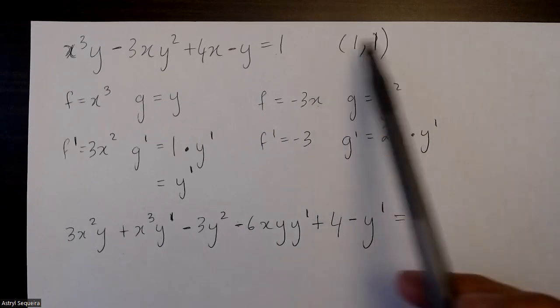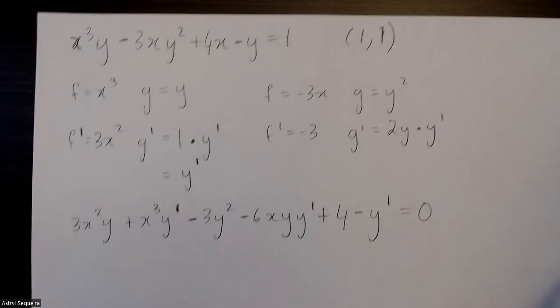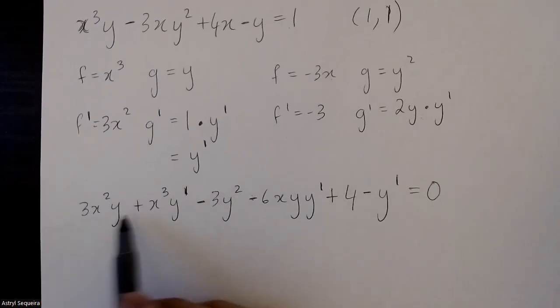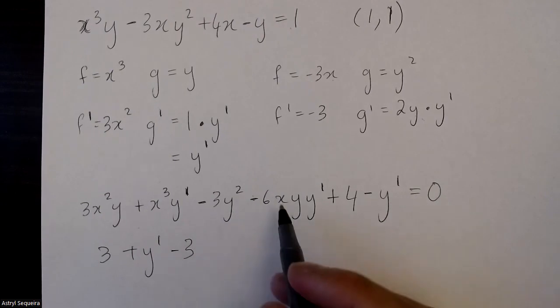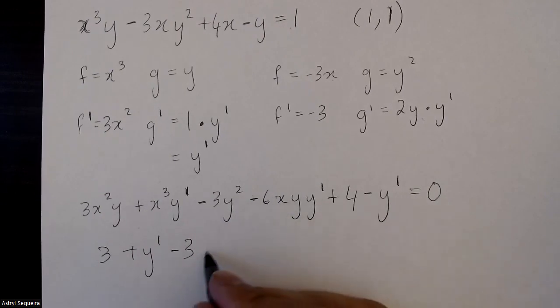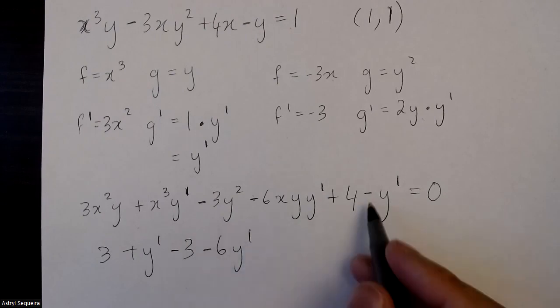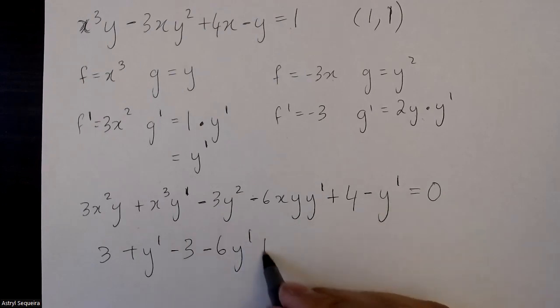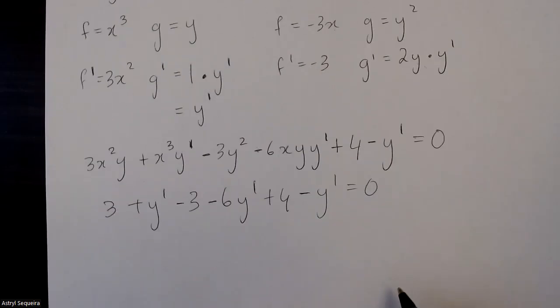Now I can just sub in my point and then isolate y prime. So if I sub in my point (1, 1) here, this is just going to be 3. This is just going to be y prime. This is just going to be minus 3. 3 times 1. This is just going to be minus 6y prime. This is just going to be plus 4, and then minus y prime equals 0.